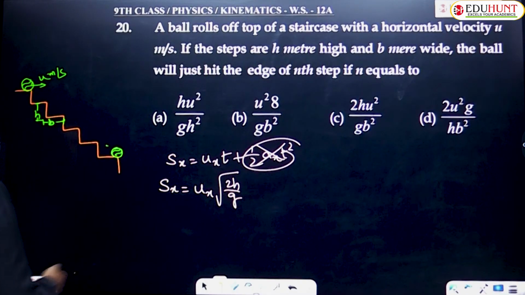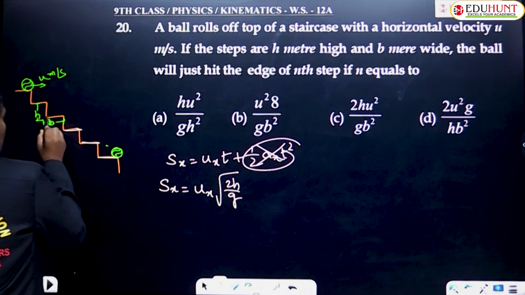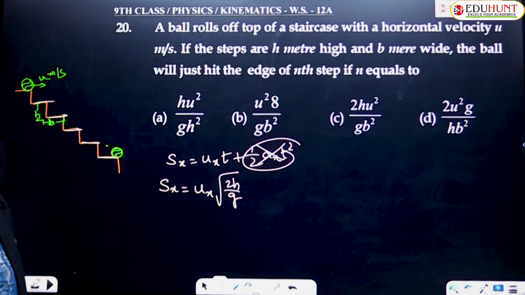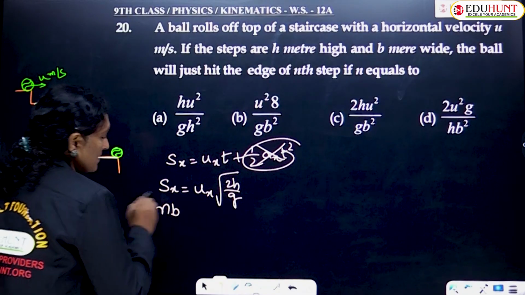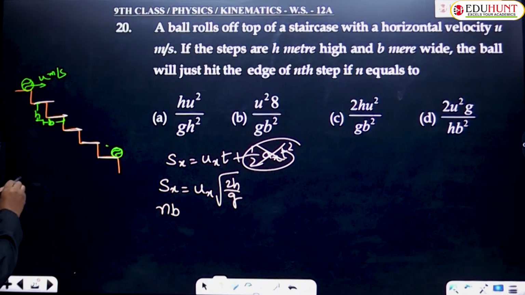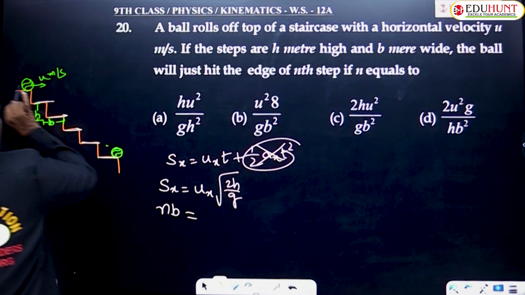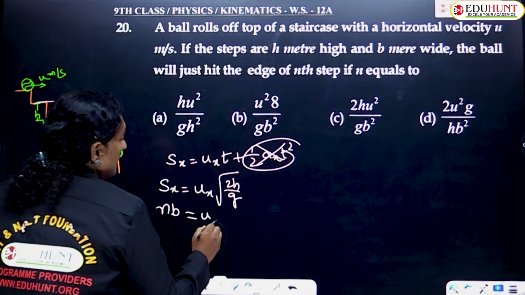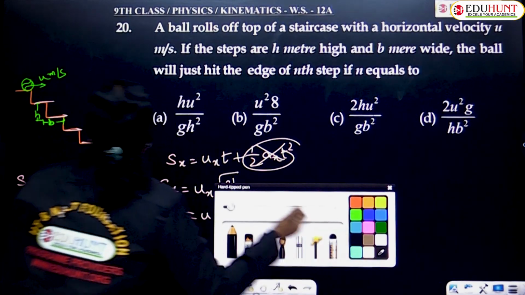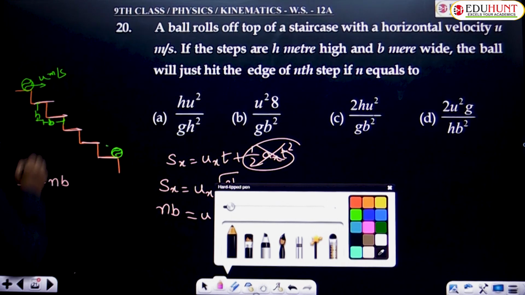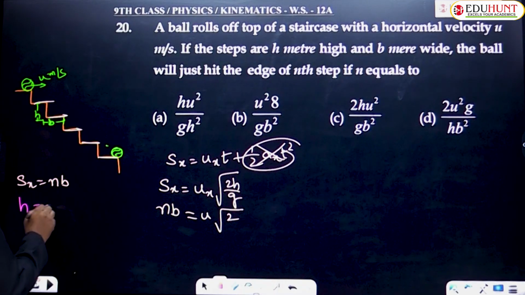The horizontal distance covered by the body: each step has a width b, b, b, b and so on. How many such b's are there? N number of b's. So each width is b, and totally n steps are there. So total horizontal distance Sx is given by n times b. This must be equal to the horizontal velocity u meter per second into root over 2, and the height of each step was given as h. So the total height of the body is n times h.